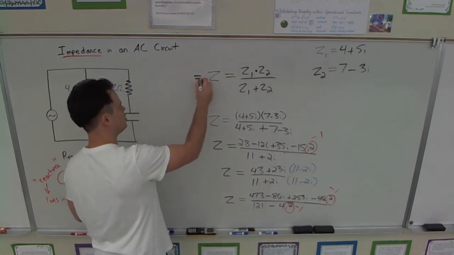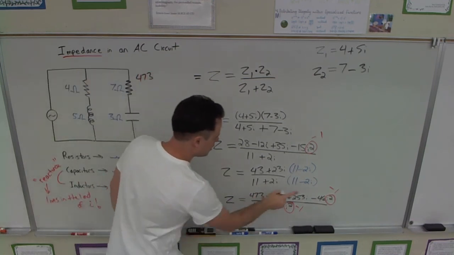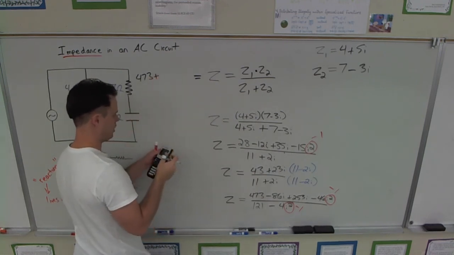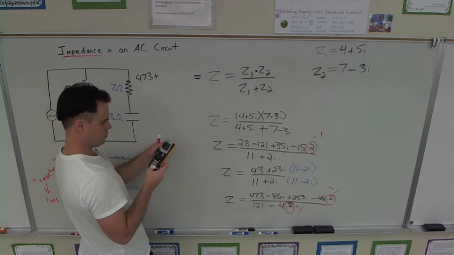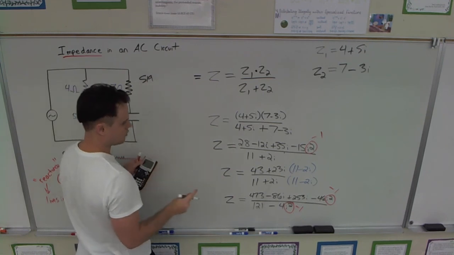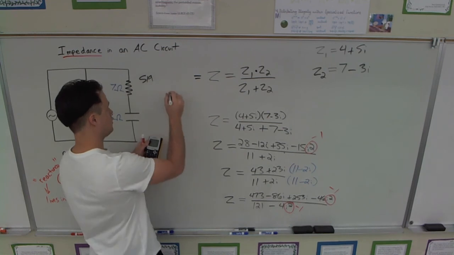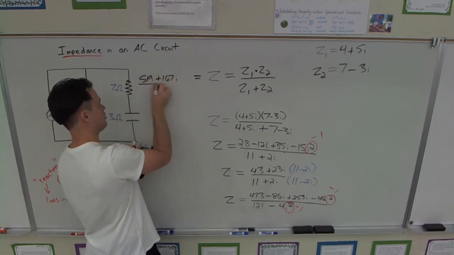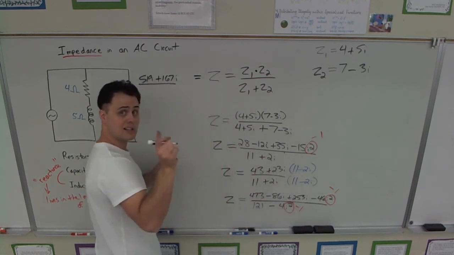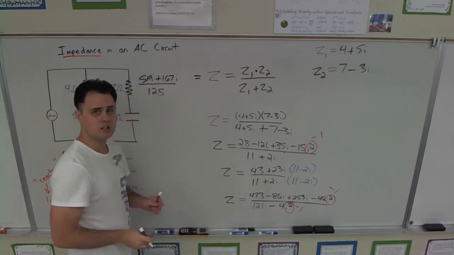And I think we'll end up with, I could just write equals up here. I think that'll be okay. So I've got 473 minus a negative is positive, so that's really plus 46. So that's 519. And I've got 253i minus 86i. So that's 167 i's. And on the bottom, oh, that's negative 1. So it's really just 121 plus 4. So that's 125.